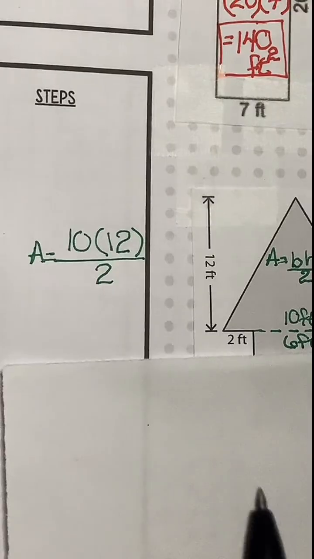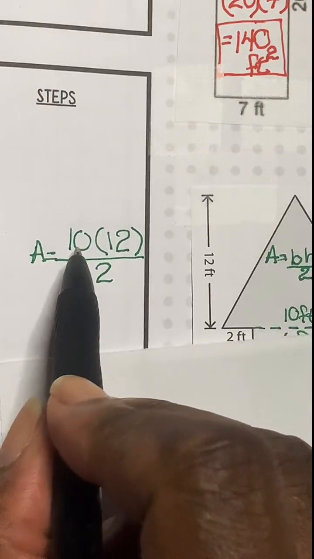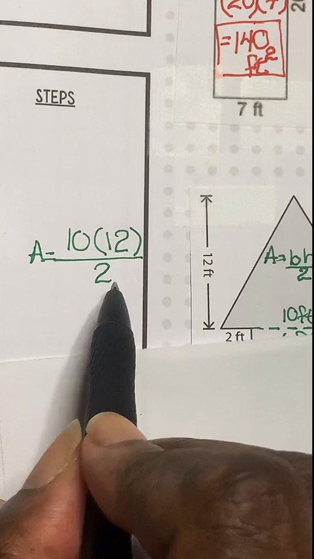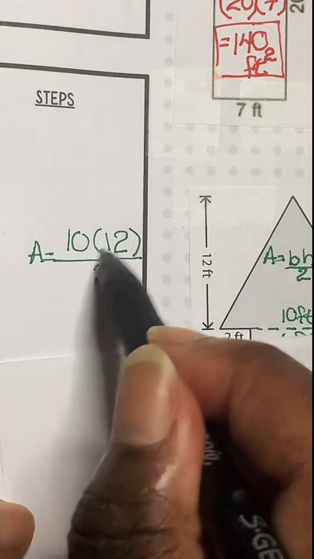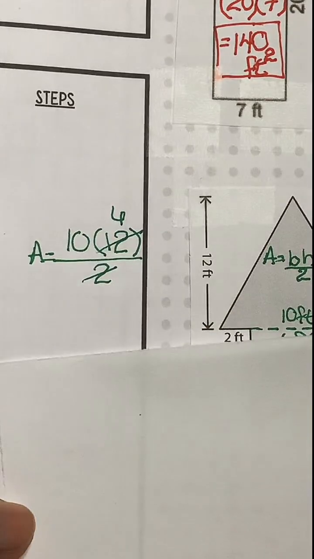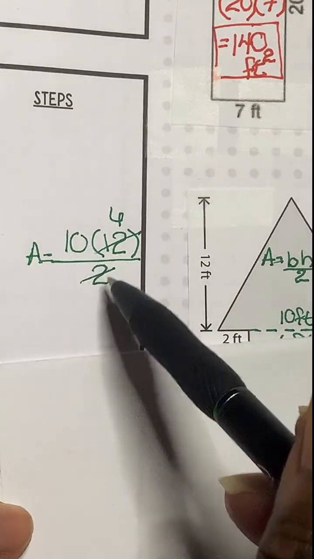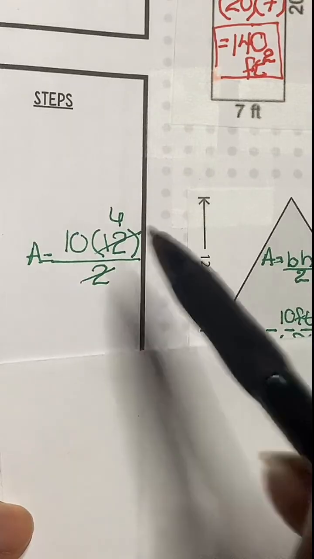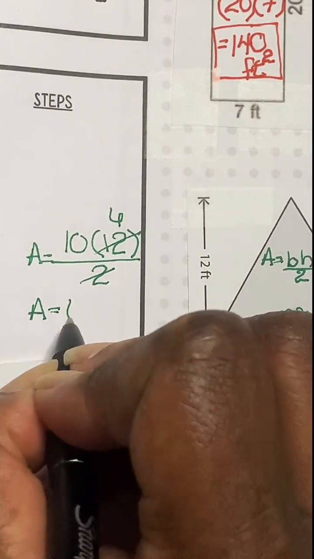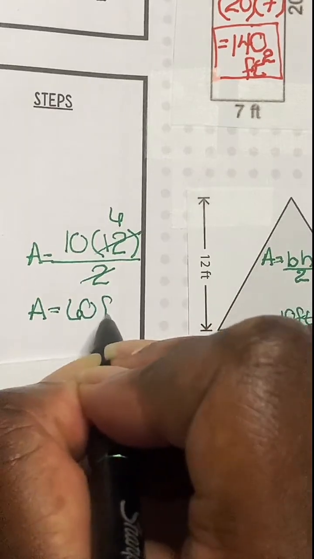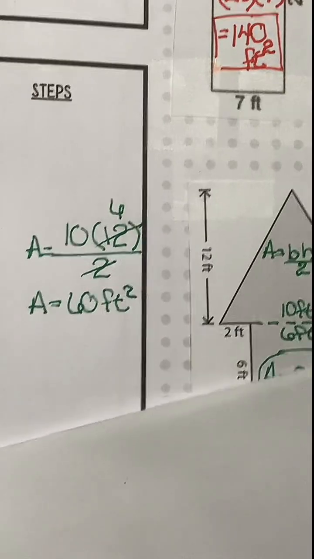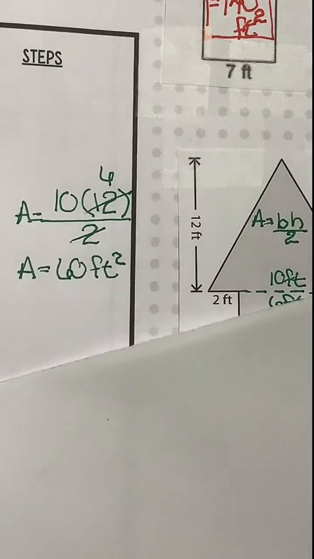All right. So we can do one of two things. We could, as I said, multiply 10 and 12 and then divide it by 2 to get your 60. Or you can do 12 divided by 2, which gives me 6, and then 10 times 6 gives me 60. Or you could have done 10 divided by 2 to give you 5, and 5 times 12 gives you 60. No matter what, your area is going to be 60 squared feet. So that's for the triangle.